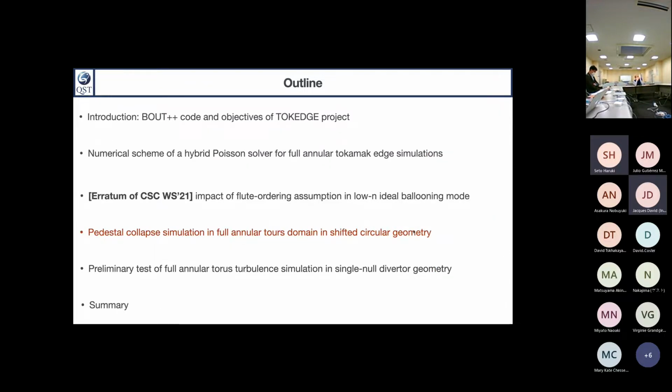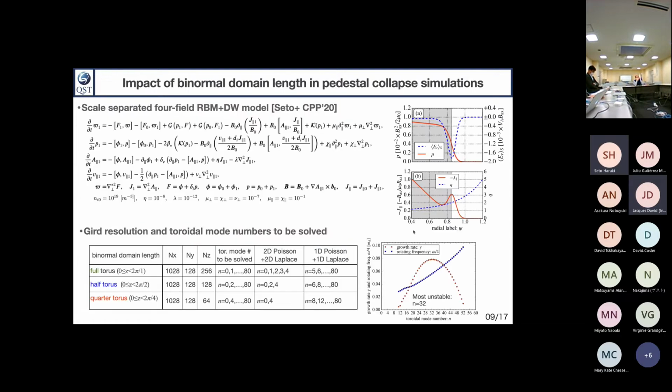So I will report the production run of pedestal collapse simulation in an annular flux torus domain in shifted circular geometry, for checking the impact of domain length in the toroidal direction or usage of a wedged domain. In this simulation, the four-field reduced MHD model describing resistive ballooning mode and drift wave instabilities, and shifted circular geometry marginally unstable against the ideal ballooning mode, are employed.